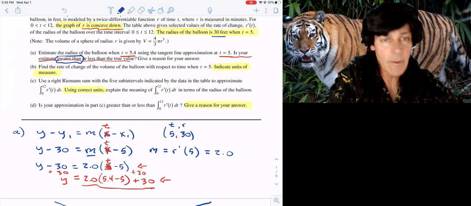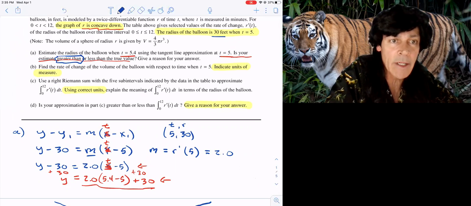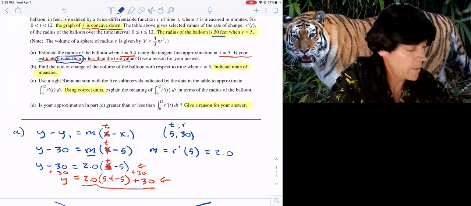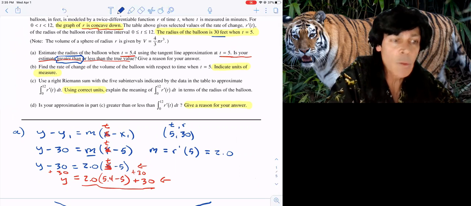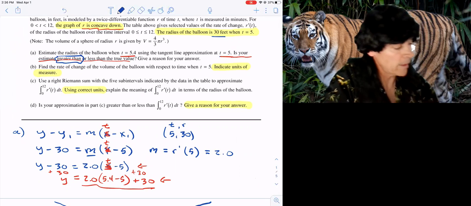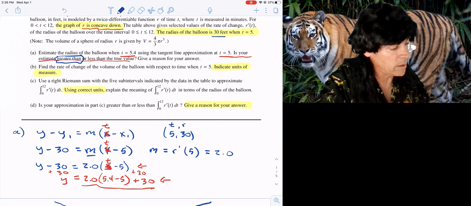Find the rate of change. Rate of change, that kind of rings a bell a little bit. I think I heard that one time. Find the rate of change of the volume of the balloon with respect to time when t equals 5. Indicate units of measure. Well, shoot. I wonder what rate of change of the volume of the balloon.